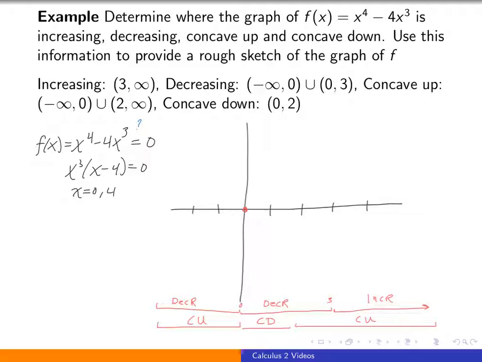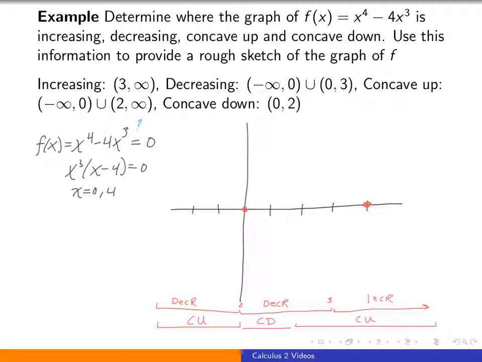So 0 and 4. And I've indicated underneath the axes what's happening. We start off decreasing, and then after 3 we increase. We start off concave up, and then at 0 we switch to concave down, and then concave up again. Also note, because we go from decreasing to increasing at 3, there is going to be a local minimum that occurs there. So let's just kind of start to the left and just talk our way through this.